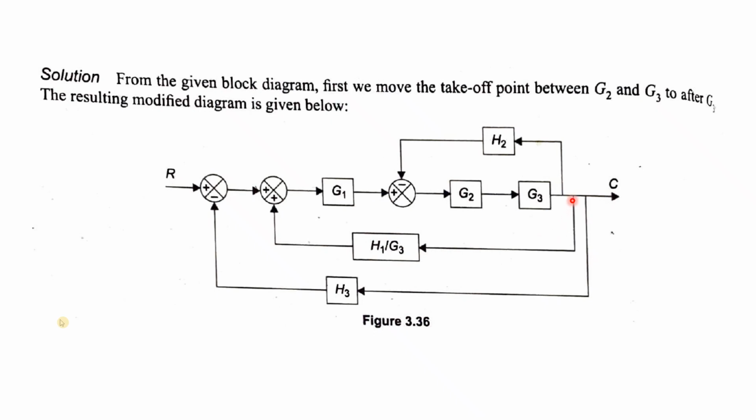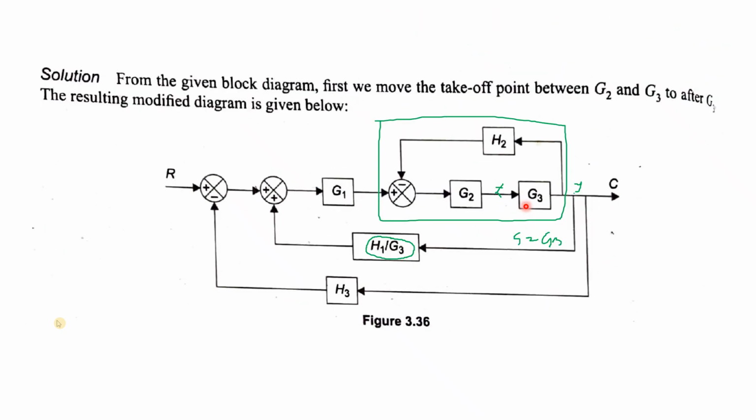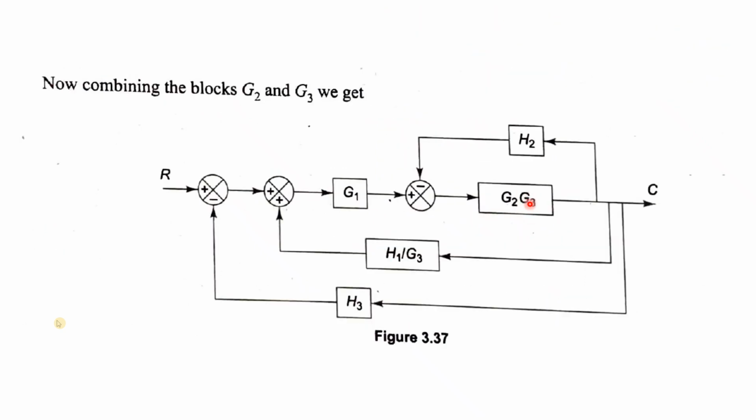So I have to add another block, or you can modify this block as H1 by G3, so that when G2 into G3 travels through this particular path and enters this block, G3 is divided out and you get G2 only. So it is unaffected. Here we have shifted from point X to point Y. Now you can see you have a very easy closed loop system where we have two forward path transfer functions, G2 and G3. Just multiply them. You can see the modifications.